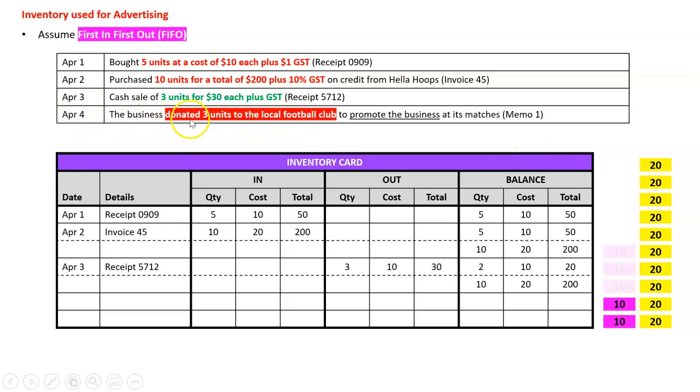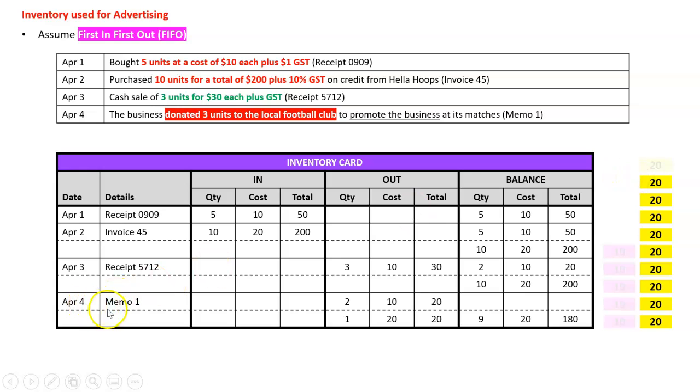The business donated 3 units to the local football club to promote the business at its matches. So how do we deal with this? Well, we always deal first in, first out. So which 3 units? Well, I have no idea in reality, but I'm just going to assume it must be this $10 one here and this $10 one here, because they were in first. And then it must be this one at the top of the next pile for $20. So that's what we'll assume.